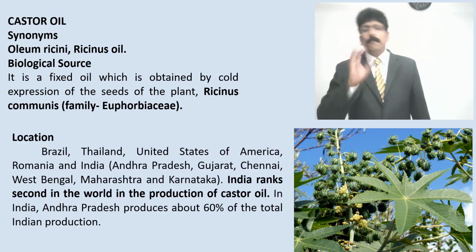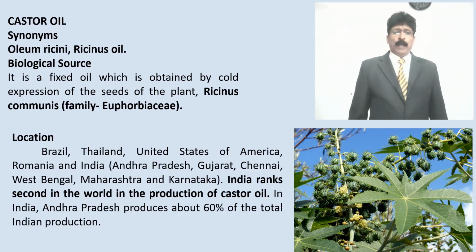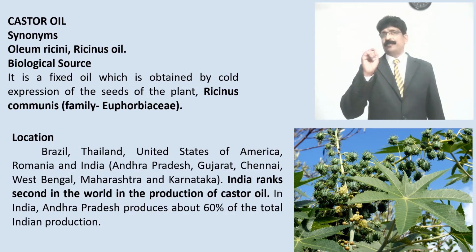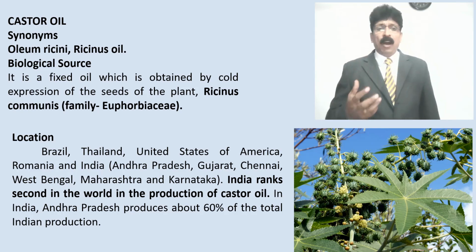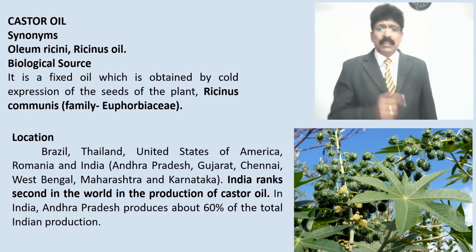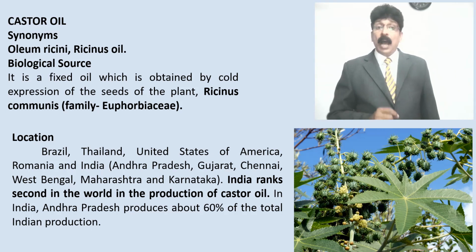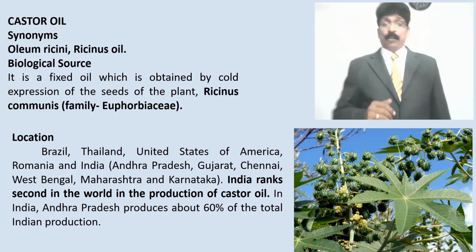Location: Brazil, Thailand, United States of America, Romania and India. In India: Andhra Pradesh, Gujarat, Chennai, West Bengal, Maharashtra and Karnataka. India ranks second in the world in production of castor oil. In India, Andhra Pradesh produces about 60% of the total Indian production.